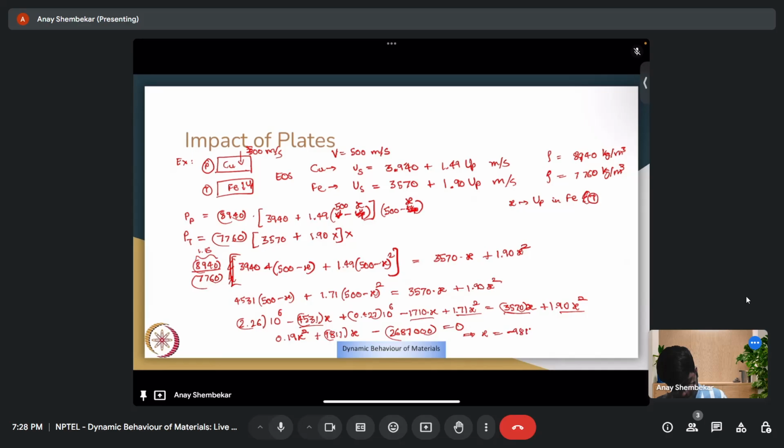minus 9811 plus under root of b square, so 9811 square. We are only taking the plus sign because if we take the minus sign, then the square root part is already greater than 9811, which would cause a negative velocity. So that would mean that if the impact happens, then we are saying that our target will move in the opposite direction.